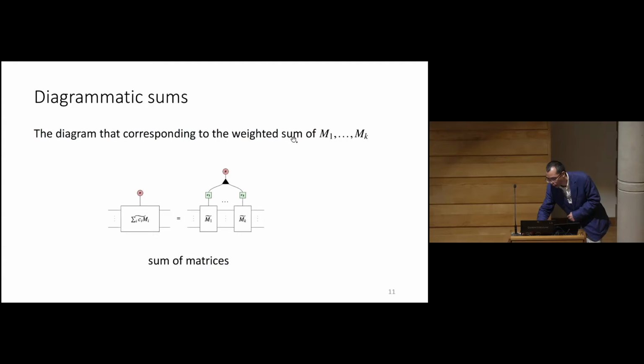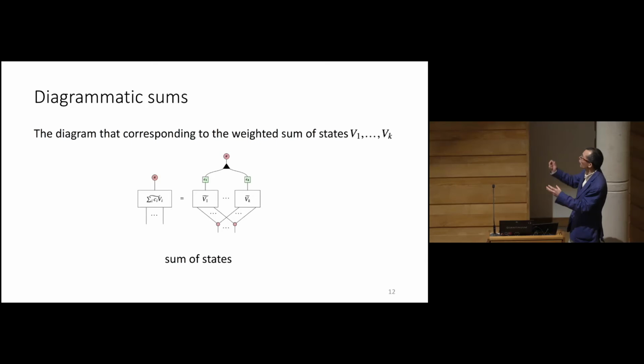Then you just put a pi. Basically, you just put a pi on the top of the double spider. And so similarly, if you have controlled states, for any state, basically vectors, you want to sum them, you just need to represent their controlled states and put a pi on the top, then you get the sum. So that's the way we use the controlled sum.